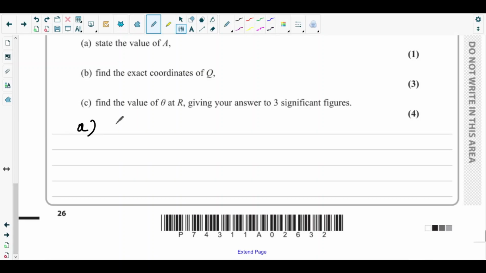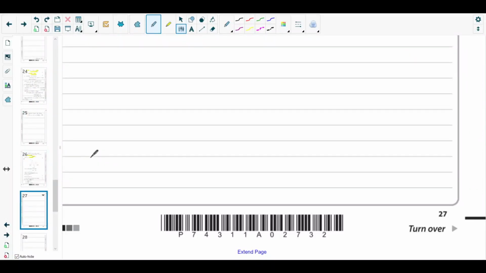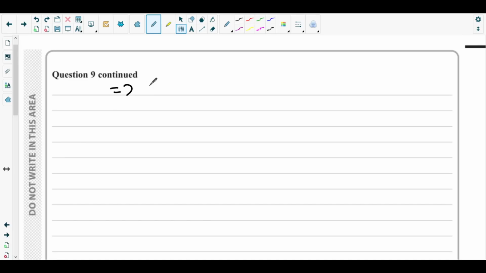So part A. sin x tan x can be written as sin x times sin x over cos x, which equals 5. So it becomes sin squared x over cos x equals 5. Now cross multiply, so you will get sin squared x equals 5 cos x. sin squared x can be written as 1 minus cos squared x, isn't it? So 1 minus cos squared x equals 5 cos x.